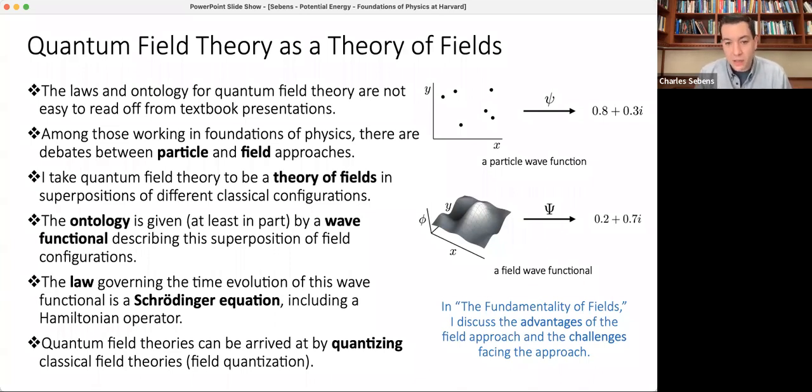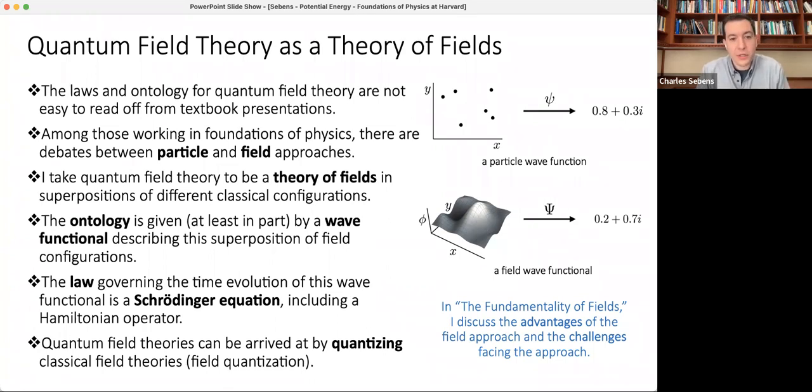So I think of the ontology of quantum field theory as involving these wave functionals. You might want to add more beyond the wave functionals, but at least you have these wave functionals. And then as far as the laws go, at least one of the laws for quantum field theory is going to be a Schrödinger equation giving the time evolution of wave functionals. So that's at least a broad picture of what I see as the laws and ontology of quantum field theory.